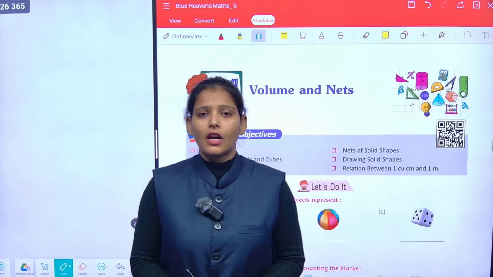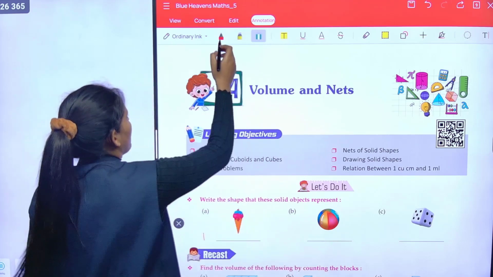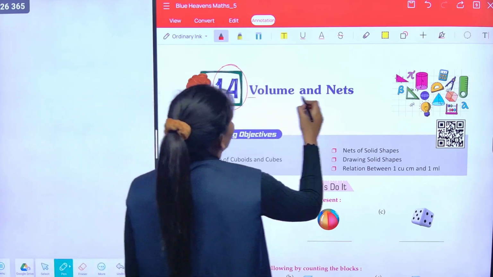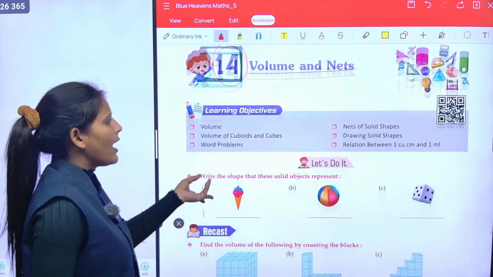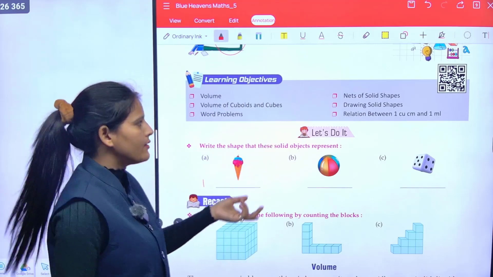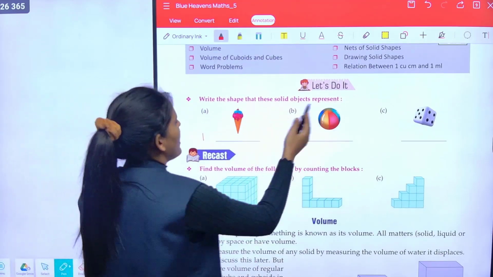Students, today we will learn chapter number 14, that is volume and nets. Volume and nets, these are our learning objectives. Now, class, let's start the chapter.